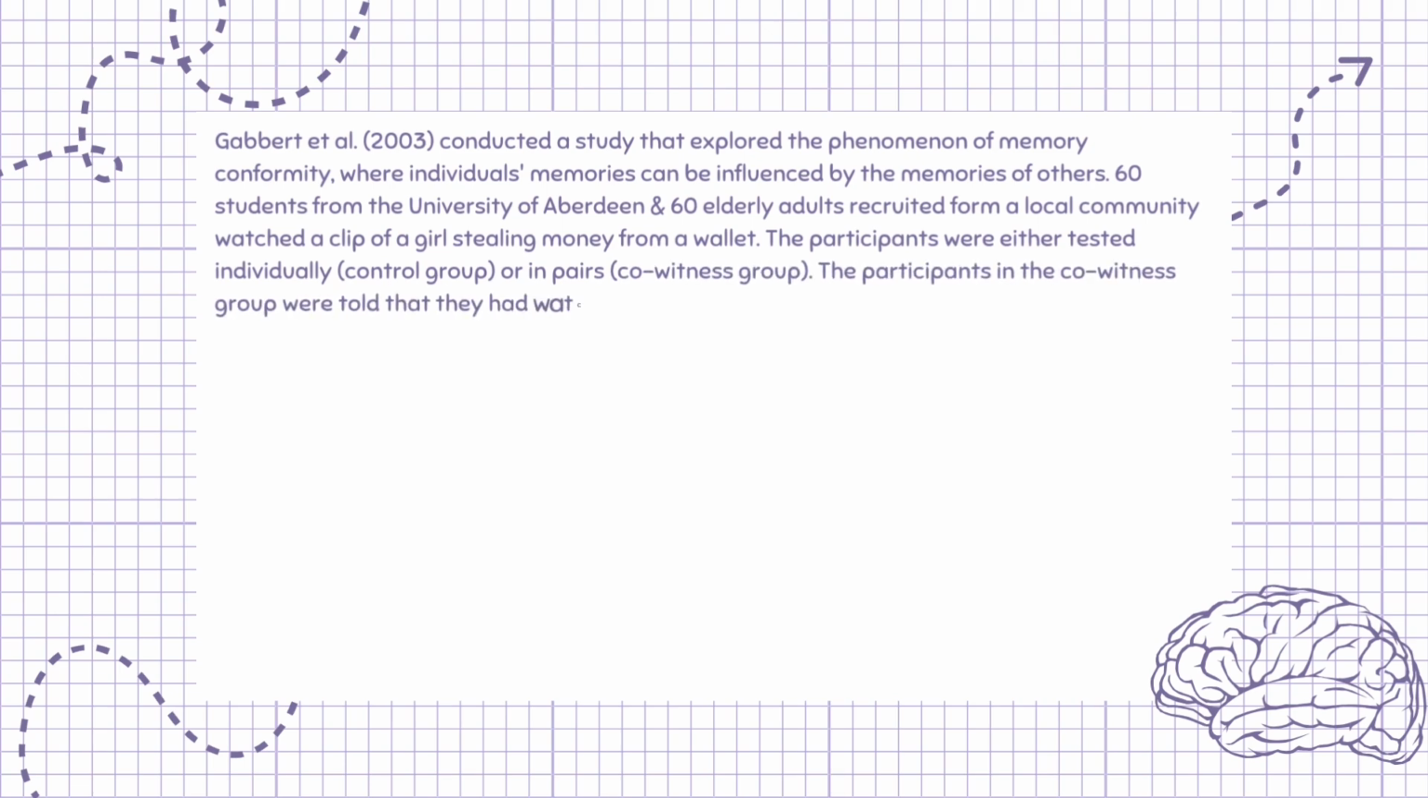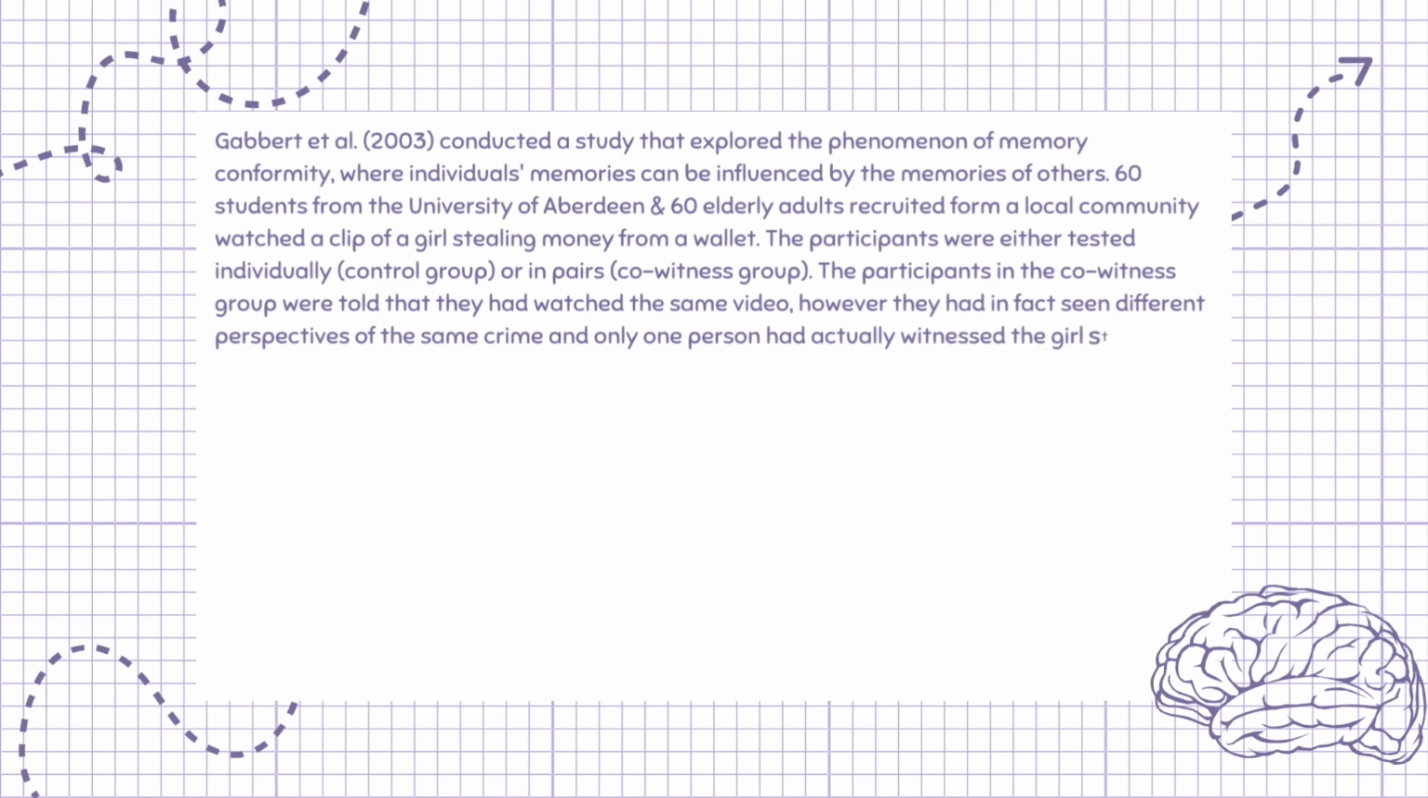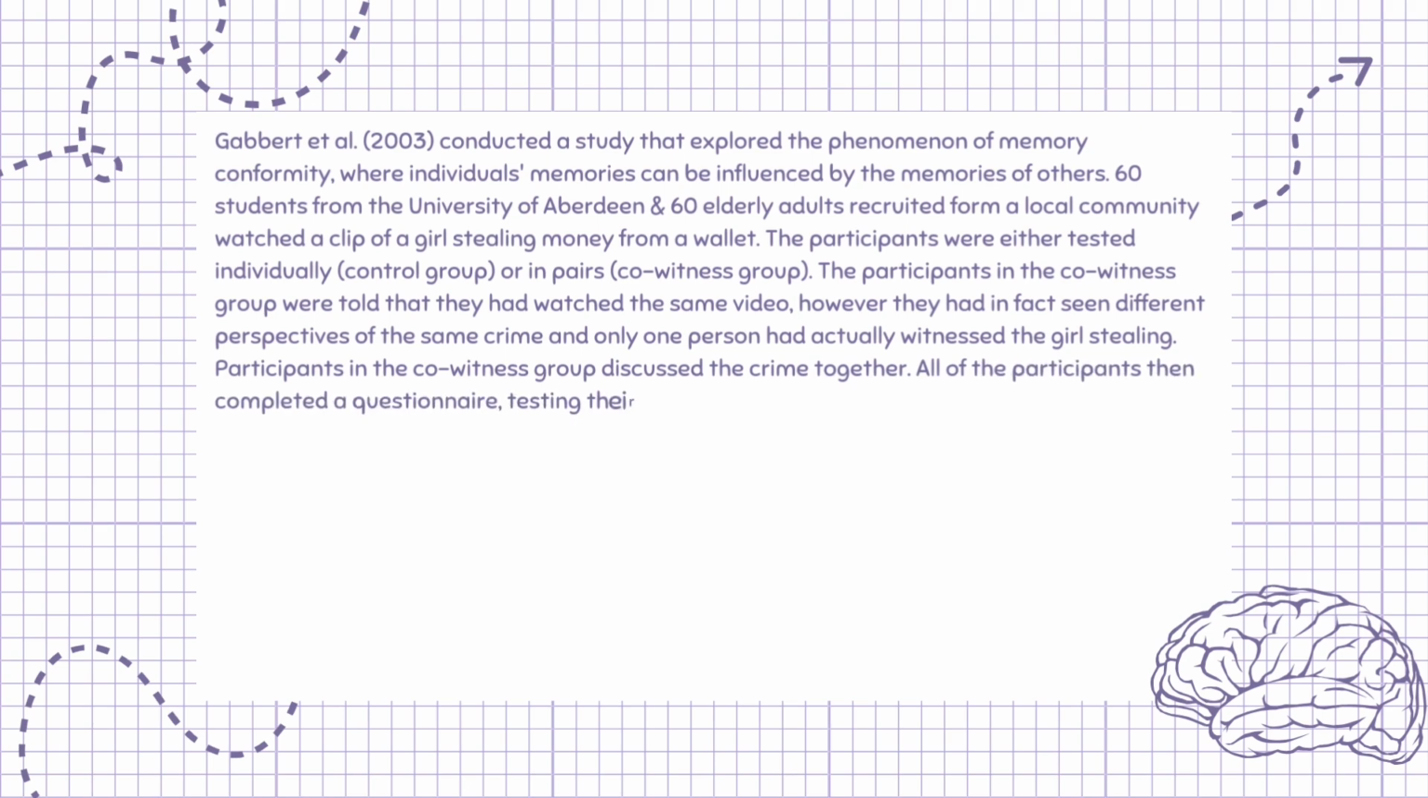The participants in the co-witness group were told that they had watched the same video, however they had in fact seen different perspectives of the same crime and only one person had actually witnessed the girl stealing. Participants in the co-witness group discussed the crime together. All of the participants then completed a questionnaire, testing their memory of the event.